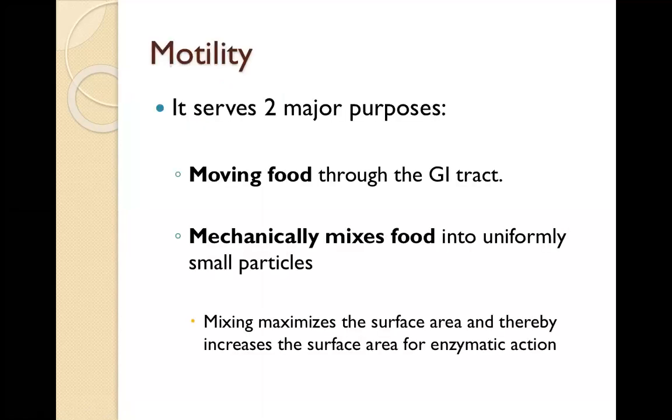So when we talk about motility in the GI tract, it really serves two major purposes. The first is moving food throughout the GI tract. And the second is that it helps mechanically mix the food into uniformly small particles. Mixing actually helps maximize the surface area that comes into contact with the small particles, and therefore will have the maximum amount of enzymatic reaction that can happen to break down the foodstuff further.